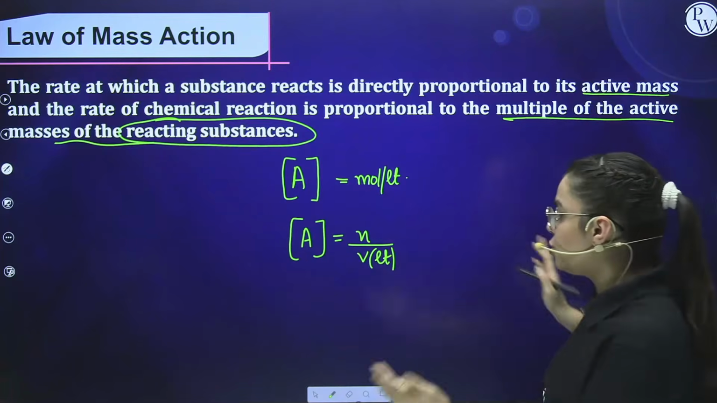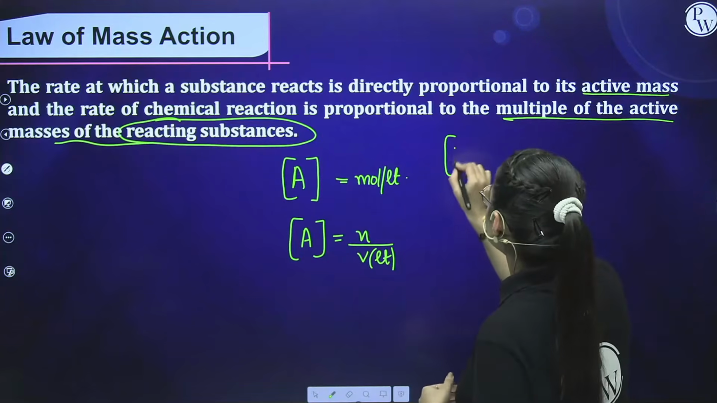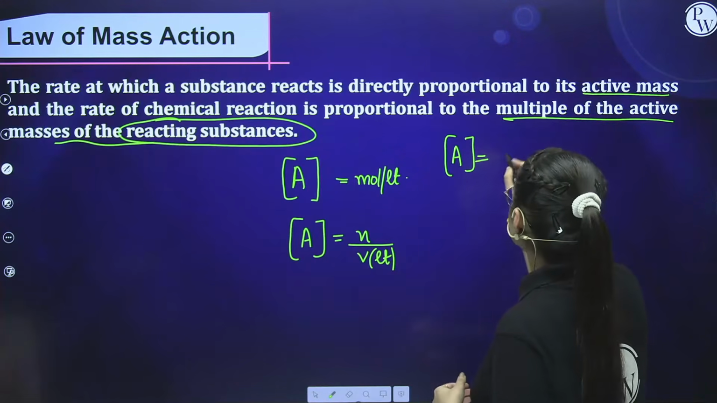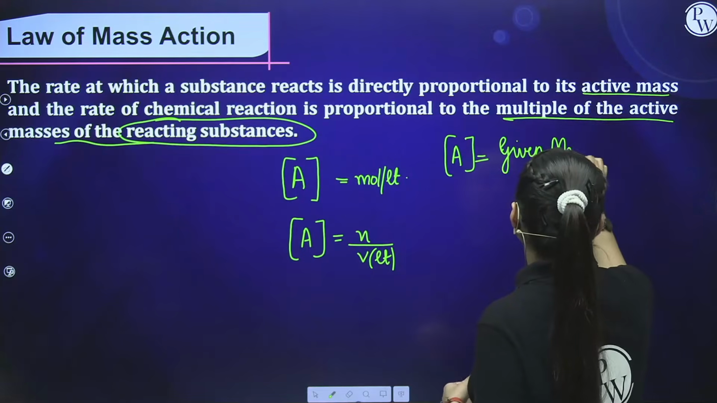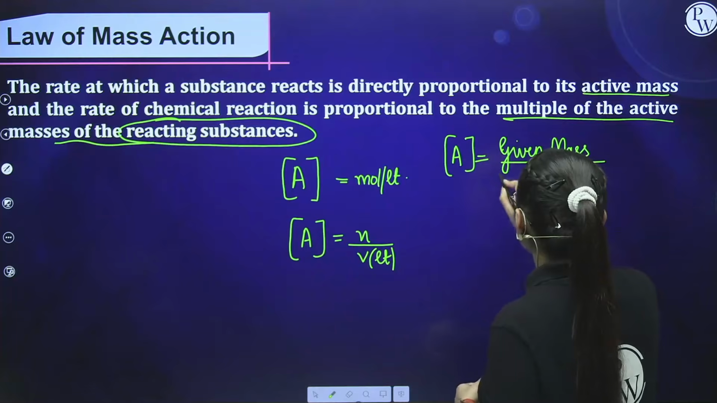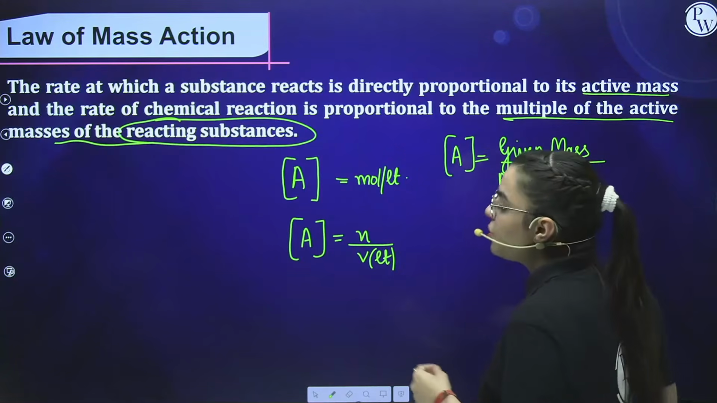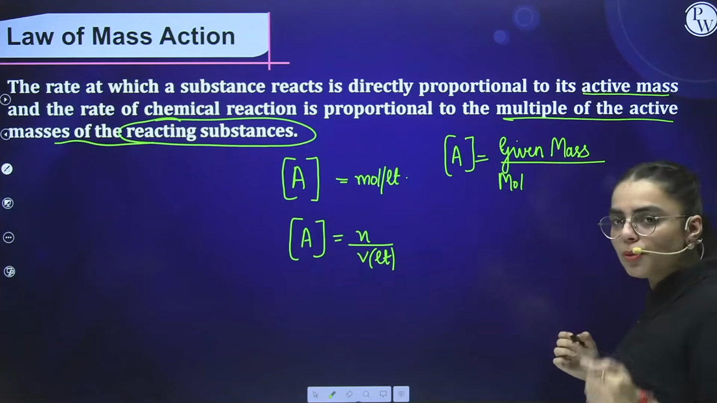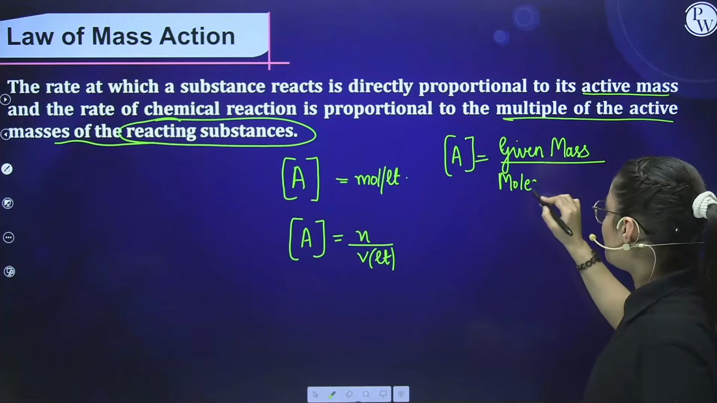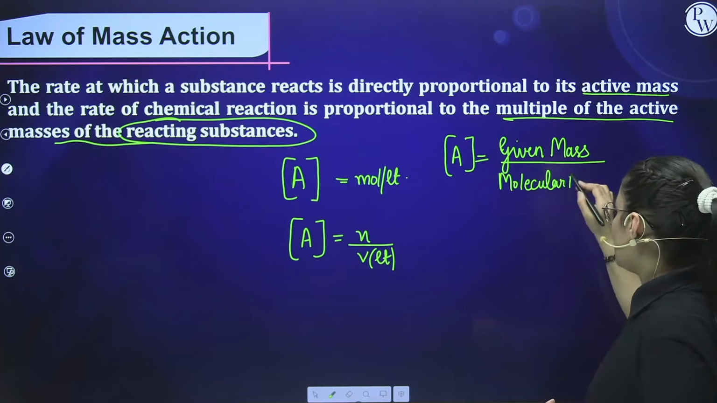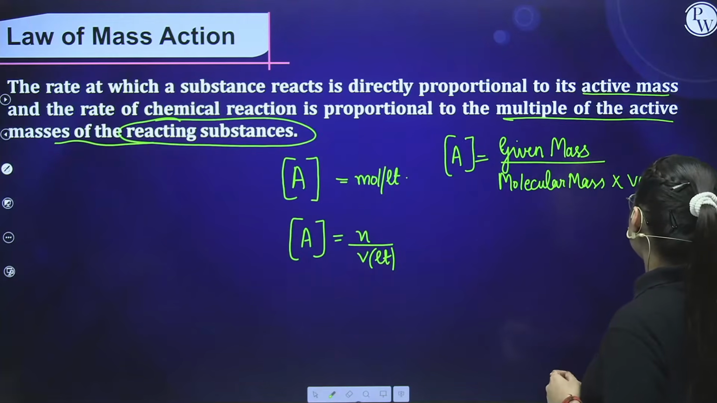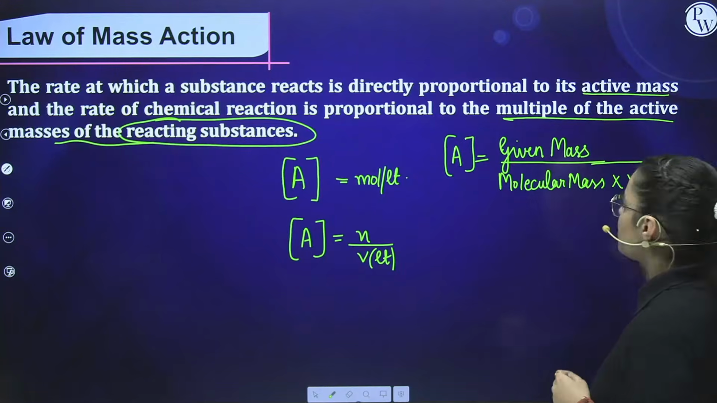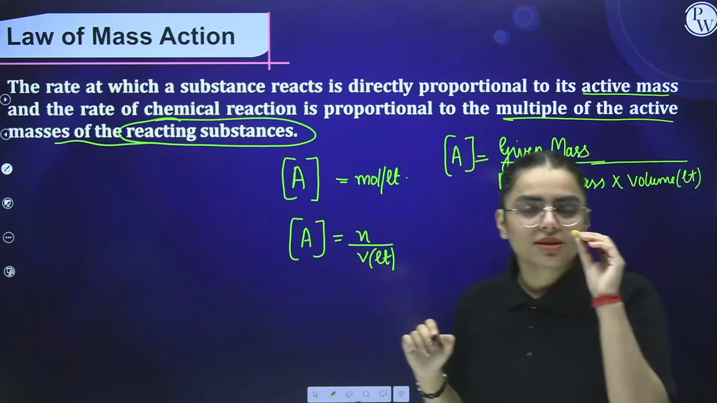Now, if I want to expand this formula, I can say that active mass is equivalent to given mass upon molecular mass, because number of moles refers to given mass upon molecular mass, and we still have the volume here in liters. So this is one formula when you are given the given mass and the molecular mass.